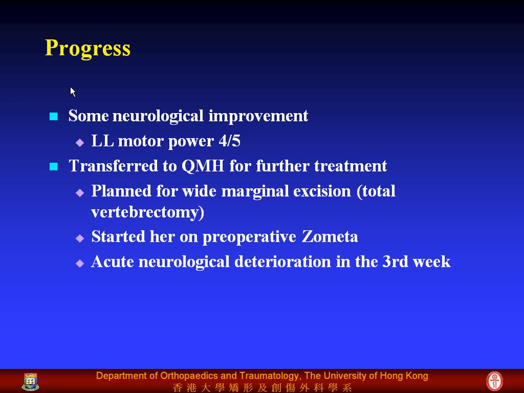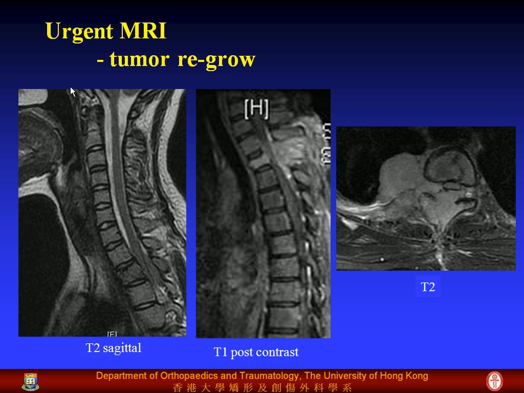So we want to do a wide marginal excision, meaning a total vertebrectomy, front and back. Preoperatively, we started her on preoperative Somita, an anti-osteoclastic agent. It has been shown that it can increase the tumor's necrosis rate before the surgery. But while she was on the Somita program, she had further neurological deterioration, and we had to jump in and do surgery early.